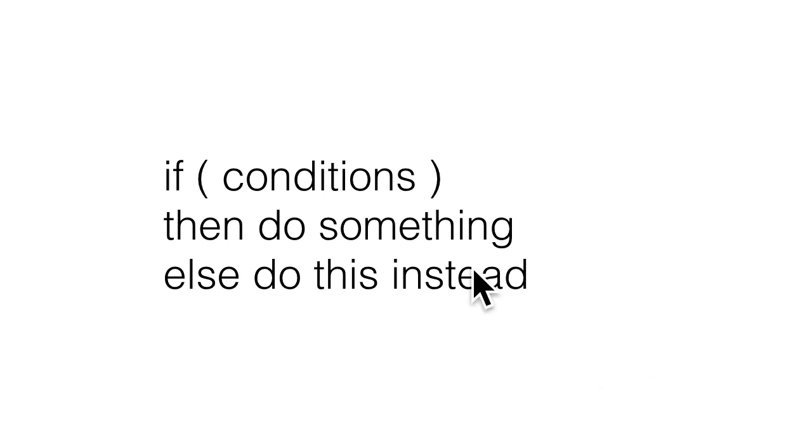So let's look at this. If the conditions are true, then do something. Otherwise, which is what else means. So if this is false, I'm not going to do this part. I'm going to come down here and I'm going to do the else part. That makes sense even in your natural language.